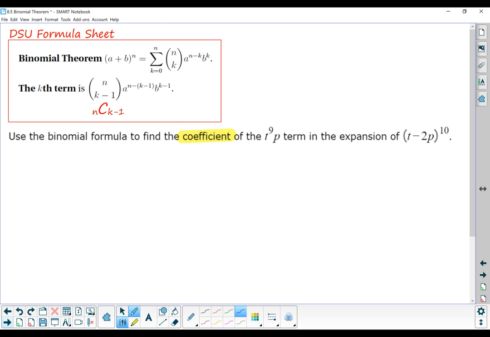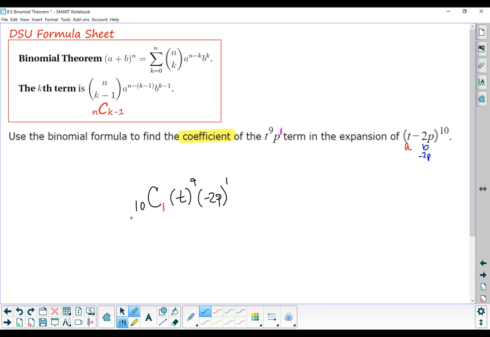So we're trying to find the coefficient of the t to the ninth p term. So that power on p is 1. Okay, so our a is t and our b is negative 2p. Don't forget to have the negative with that 2p. So our coefficient is going to start with 10c, and we want to use that power on that second part of our binomial. So this is going to be 10c1. That's multiplied by a to the power 9 and b to the power 1.